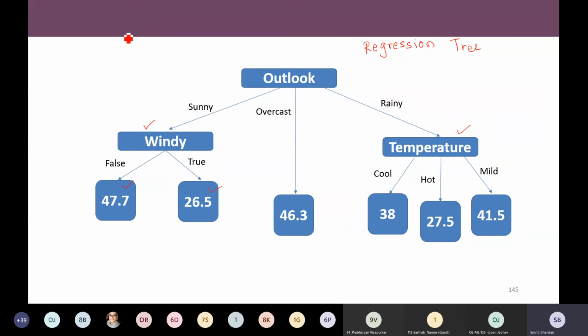So if I provide a test sample, say for example, in my test sample I have outlook value equal to sunny, the windy attribute is, say, false, and temperature is, say, hot.